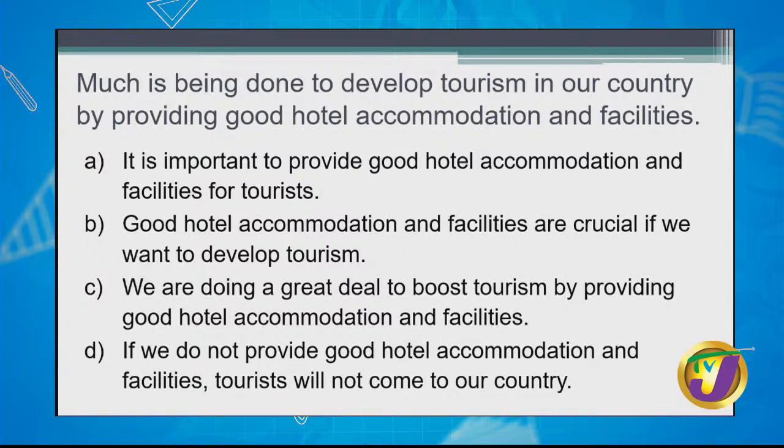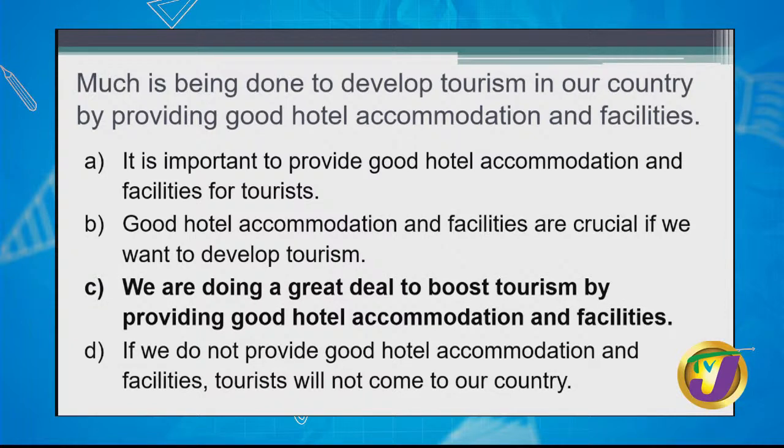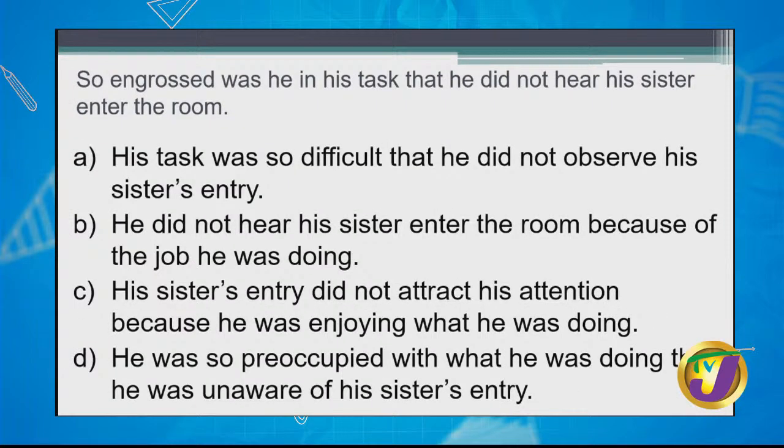Much is being done. So we are actually doing something. Now notice A says it is important to do it. And B basically says these things are important as well. So A and B are similar to each other, but they're not really similar to the original, unfortunately. So we can leave it at C. We are doing a great deal to boost tourism by providing good hotel accommodation and facilities. Very good for that.